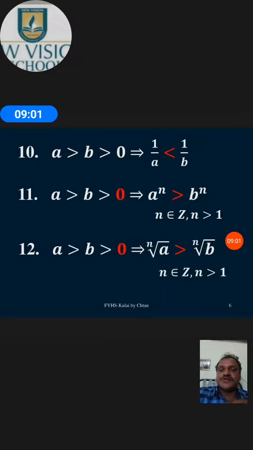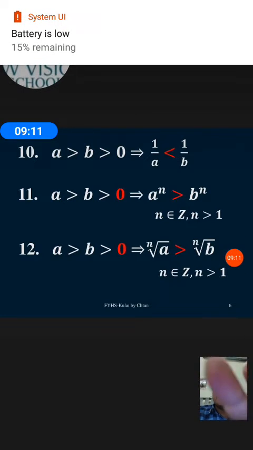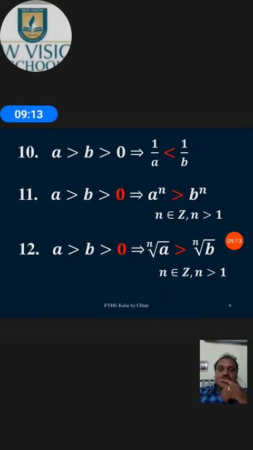Now the tenth inequality: A is greater than B, and both are positive, greater than 0, it is given. Now 1 by A is less than 1 by B. When you take the reciprocals, this is very clear, my dear students. Suppose 100 is greater than 10 and both are positive. Now 1 by 100 is less than 1 by 10. That is very much obvious.